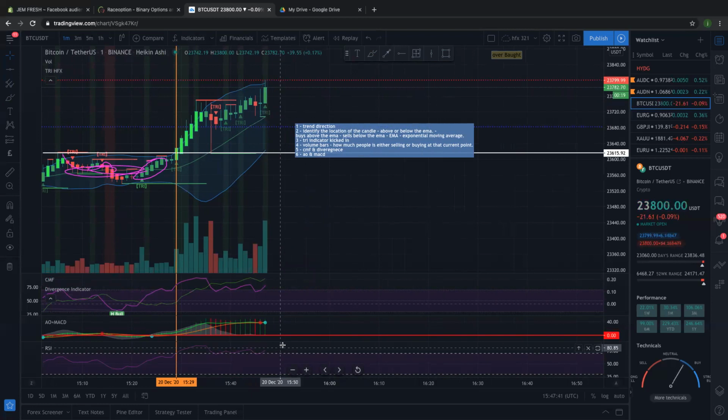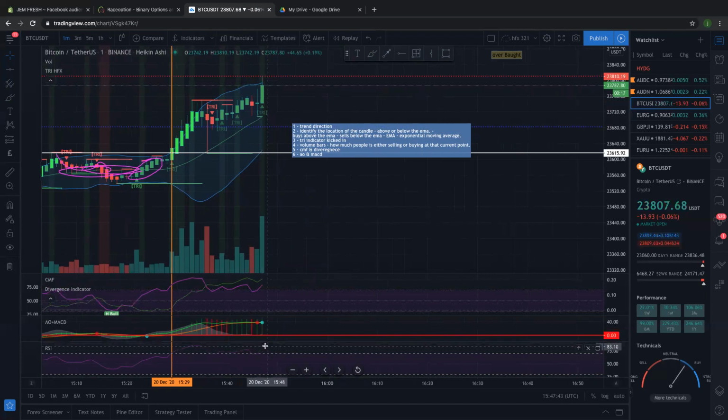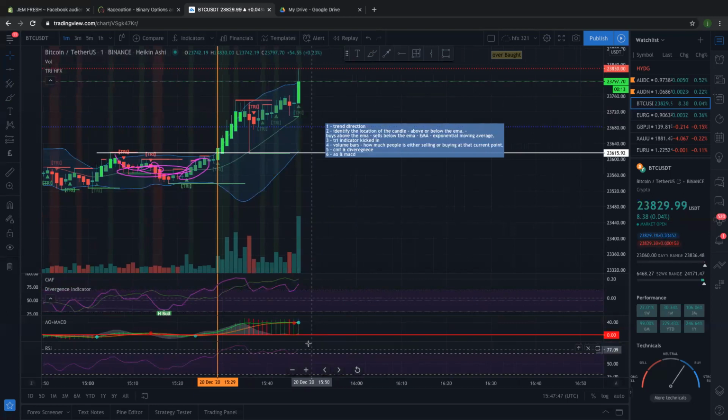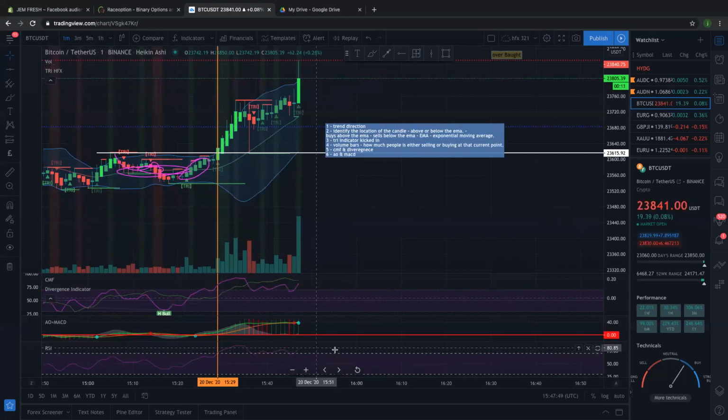There are so many people buying it. Obviously anything that goes up must come down. That's as simple as that. There are so many people buying it here at the top, so at some point it should come back down.